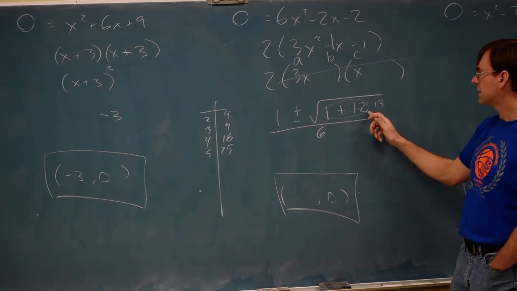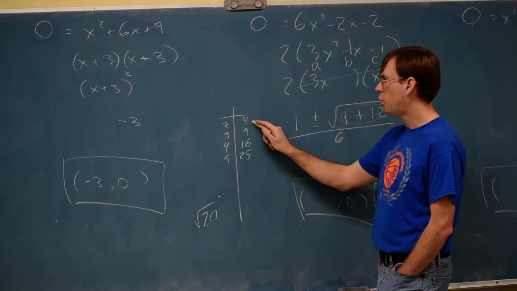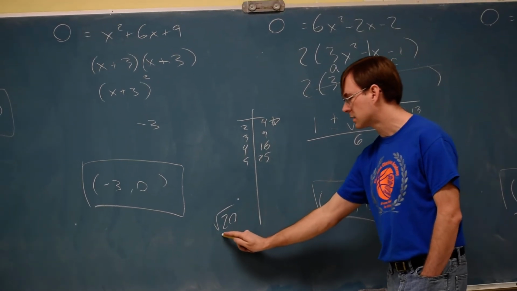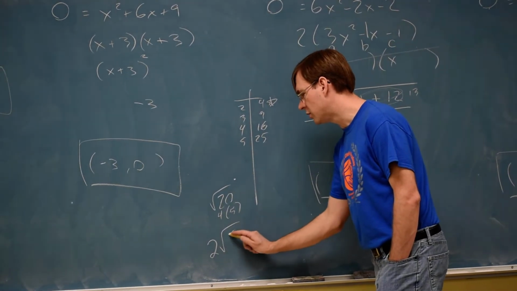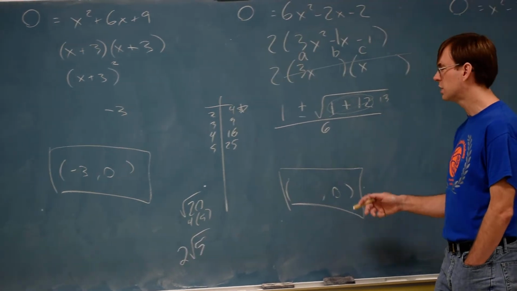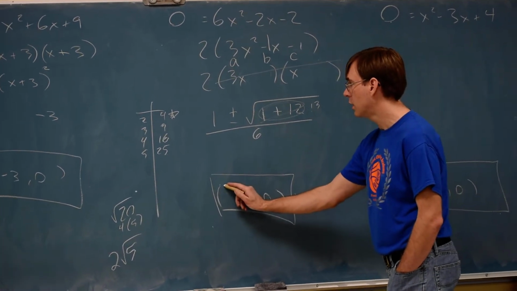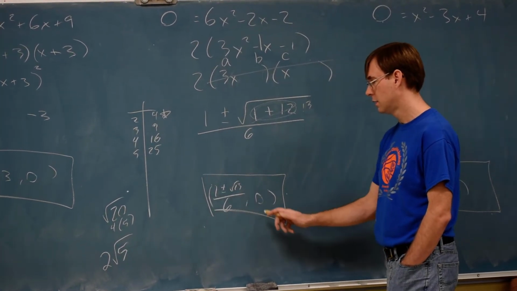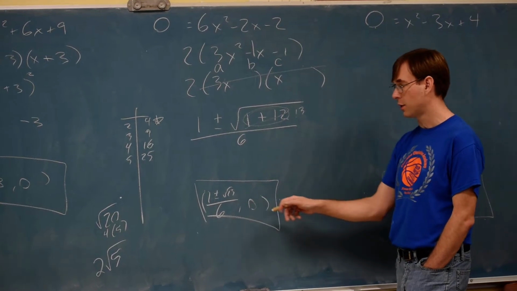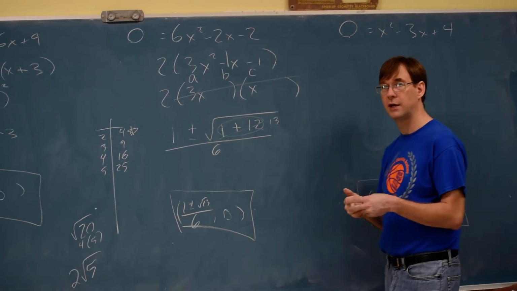Or if we did encounter something here like root 20, 4 could help us, because 4 goes in 5 times. That would be 2 root 5. We would do those kind of things if they presented themselves. But here, I'm fine with 1 plus minus root 13 on top of 6. Throw that in an ordered pair with a comma 0. That is 2 answers, because the plus or minus is like a dual identity.